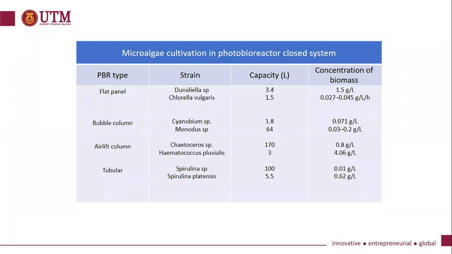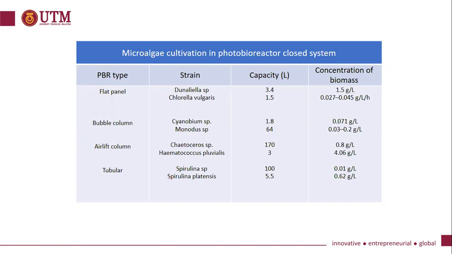As well, we have here some microalgae that have been cultivated in photobioreactors with different capacity in each one. For example, in flat panel, we have Chlorella vulgaris with a capacity of 1.5, and the concentration of biomass is 27 milligram to 45 milligram per liter per hour.